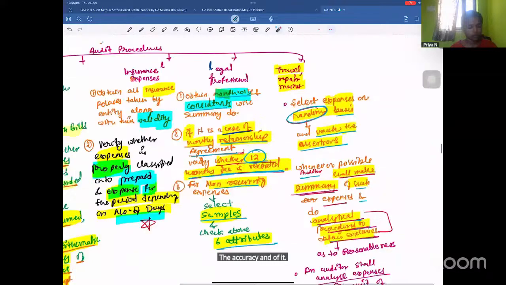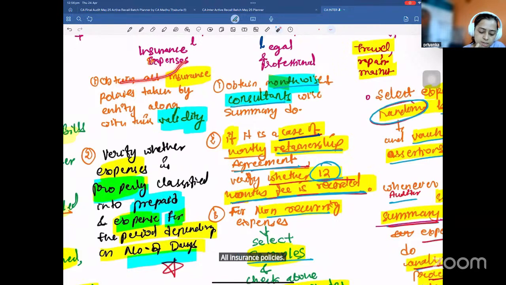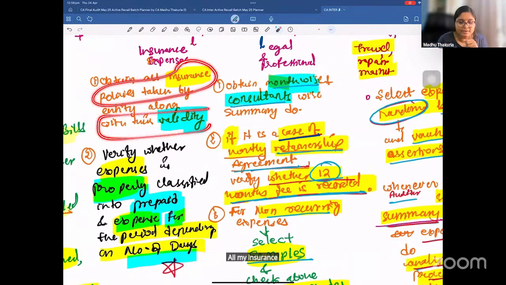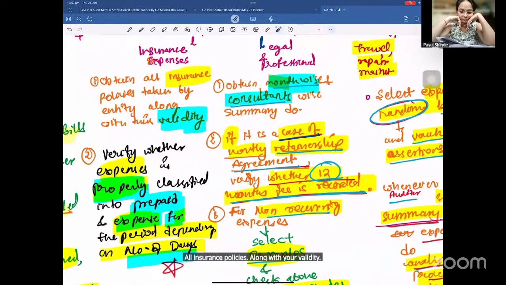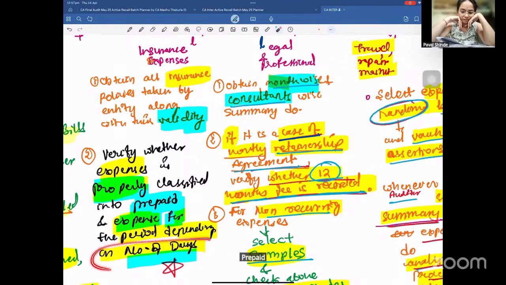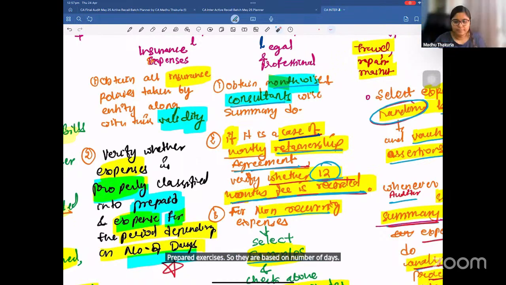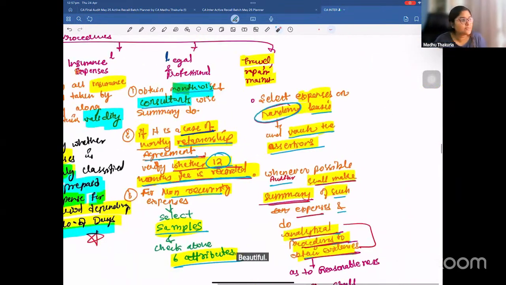If it is insurance expenses, then you will obtain a summary of all insurance policies along with their validity, and then verify the expenses are properly classified into prepaid expenses for the period depending on the number of days. Beautiful. If it is legal expense, then your schedule will be obtained month-wise and consultant-wise.